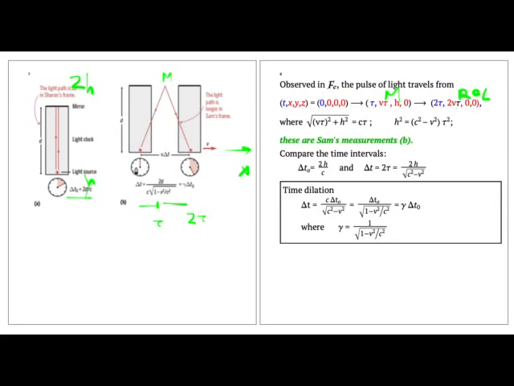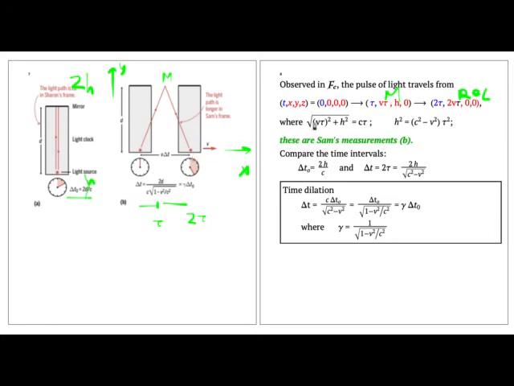And the x-coordinate will be v times 2 tau, or 2v tau, because this point has moved at velocity v for a time 2 tau. In other words, it's moved by a distance 2v tau. Now it'll again be at y equals 0 and z equals 0, because it's come back down. This is the y direction. It's come back down to y equals 0, as measured by Sam. But it's moved in the x direction.